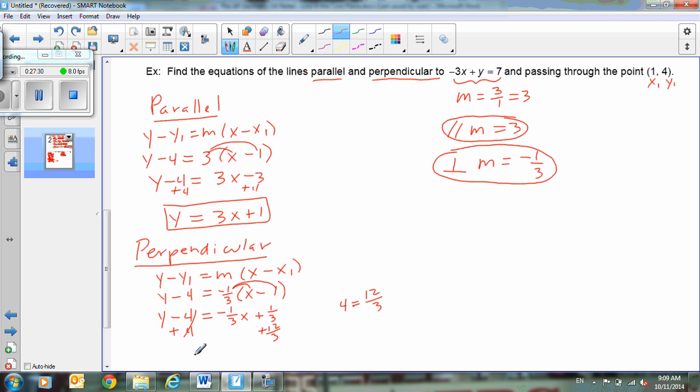So instead of writing 4, I'm going to add 12/3 to this right side. And when we do, we get our final answer: y is equal to negative 1/3 x plus 1/3 plus 12 more thirds, which would be 13/3. All right, so the final answer is y equals negative 1/3 x plus 13/3.